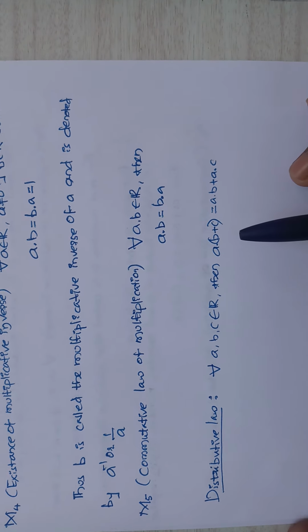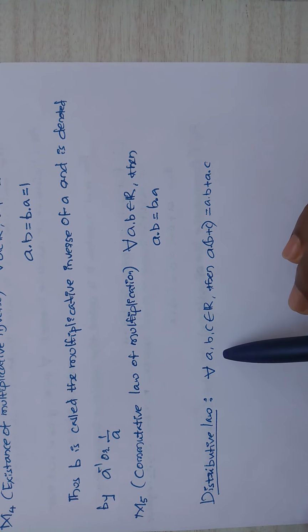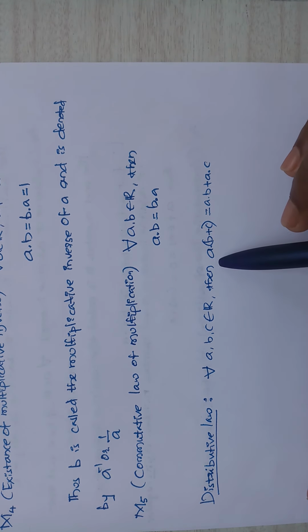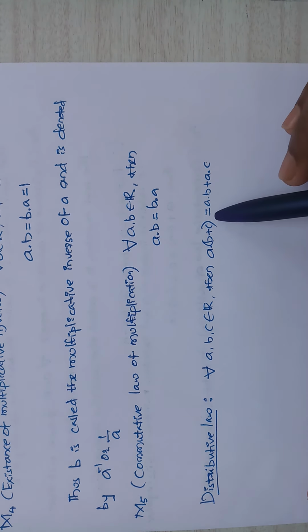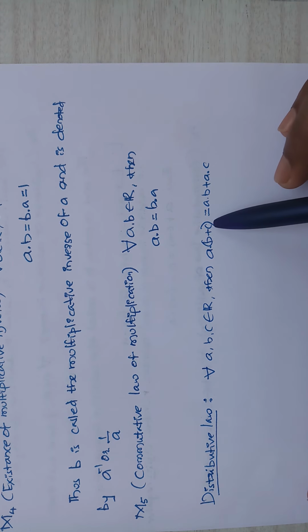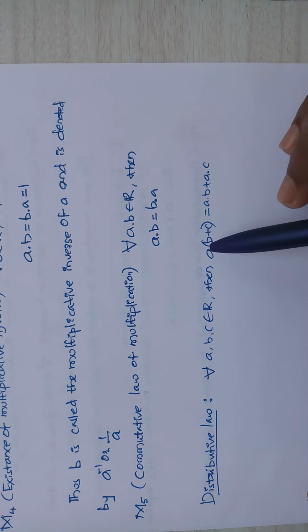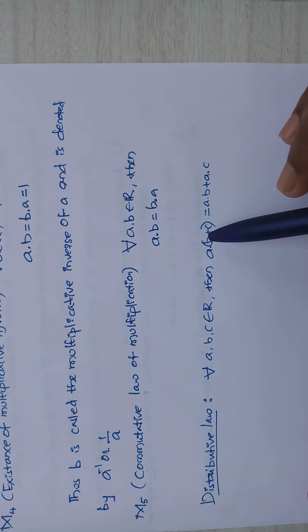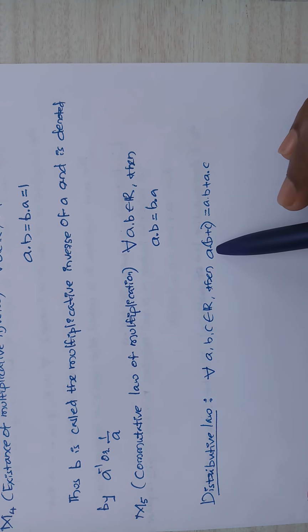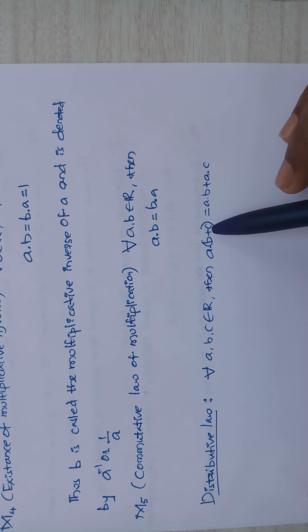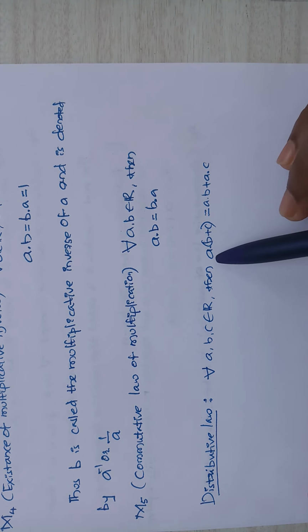Next, distributive law. For all A, B, C belongs to R, A into (B plus C) is equal to A into B plus A into C. So you take three numbers, that is 1, 2, 3. A as 1, B as 2 and C as 3. Then it will become 1 into (2 plus 3). So 2 plus 3 is what? 5. So 5 into 1, 5.